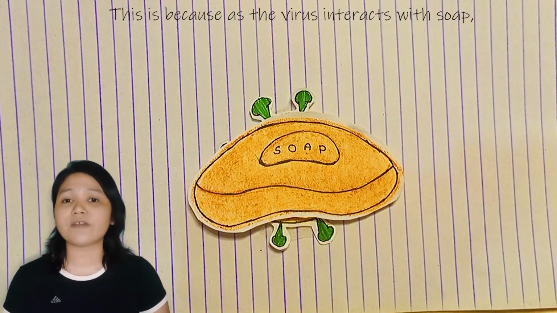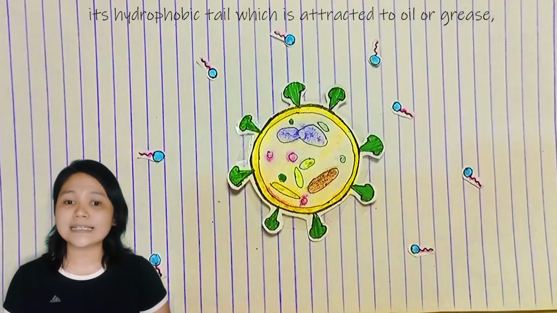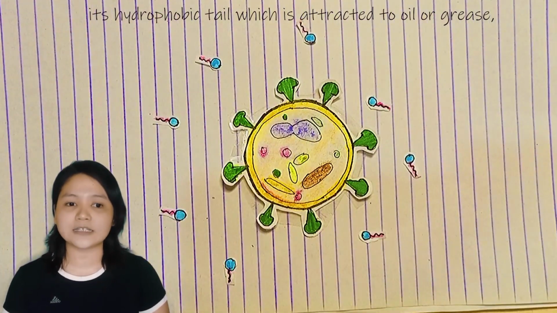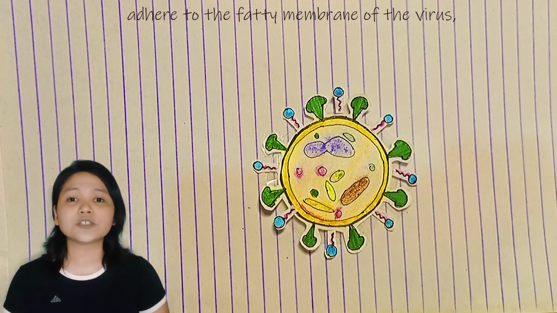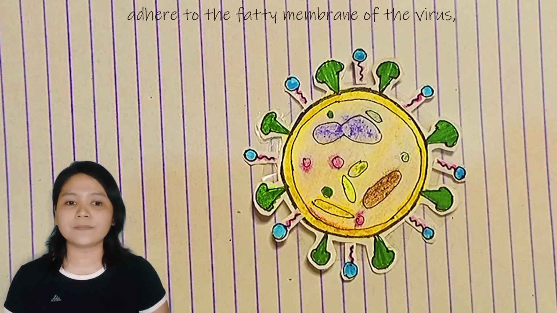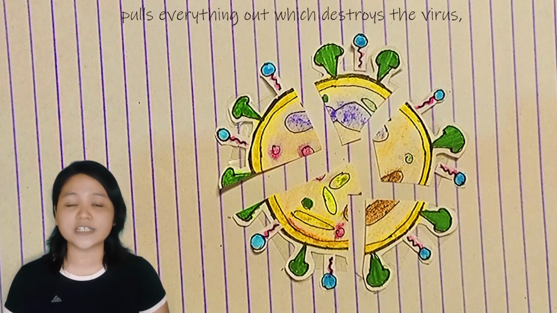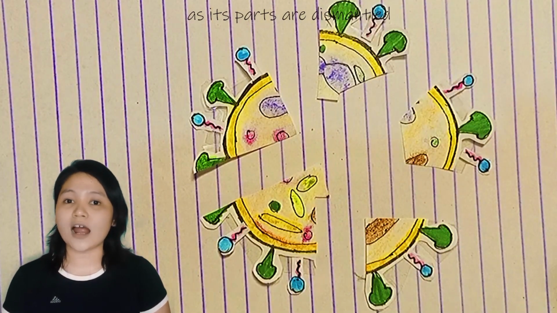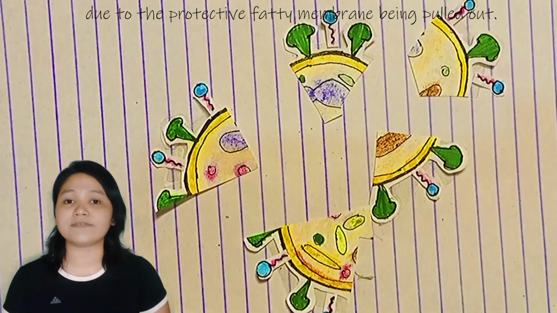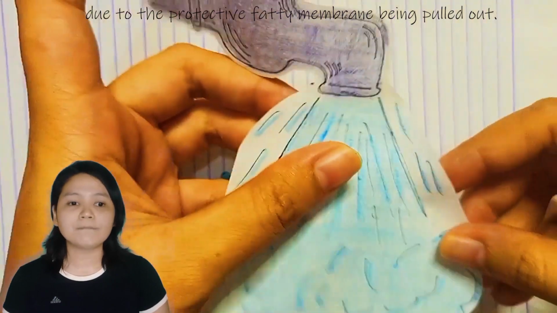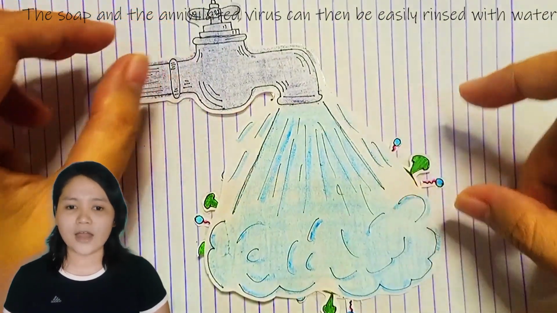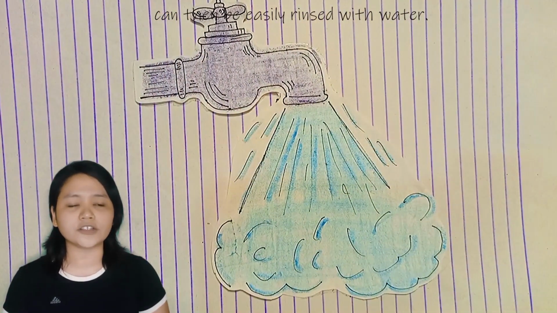This is because as the virus interacts with soap, its hydrophobic tail, which is attracted to oil or grease, adheres to the fatty membrane of the virus, while its water-soluble head pulls everything out, which destroys the virus, as its parts are dismantled due to the protective fatty membrane being pulled out. The soap and the annihilated virus can then be easily rinsed with water.